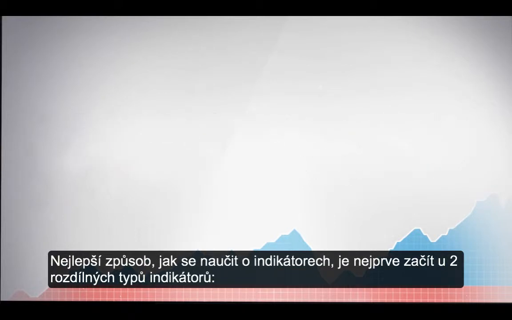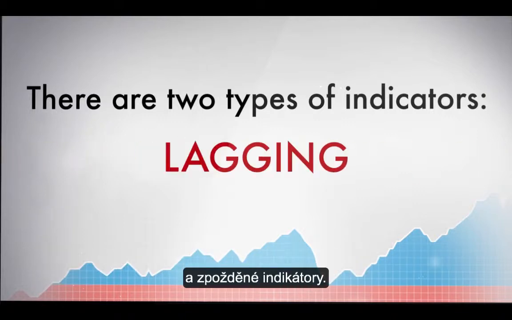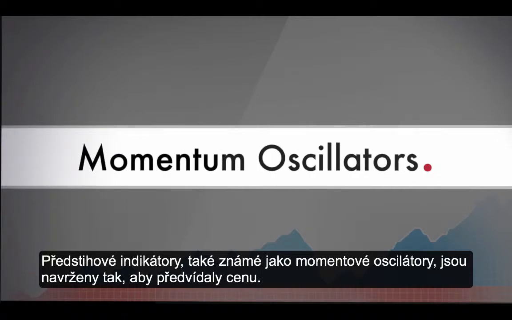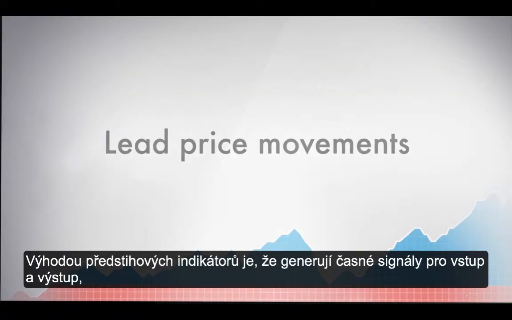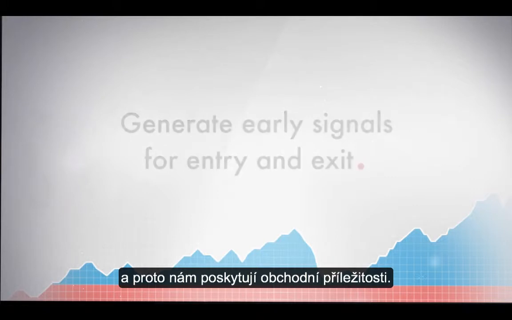The best way to learn about indicators is to first learn about the two different types of indicators: leading and lagging indicators. Leading indicators, also known as momentum oscillators, are designed to lead price movements. The benefit of leading indicators is that they generate early signals for entry and exit that provide opportunities to trade.